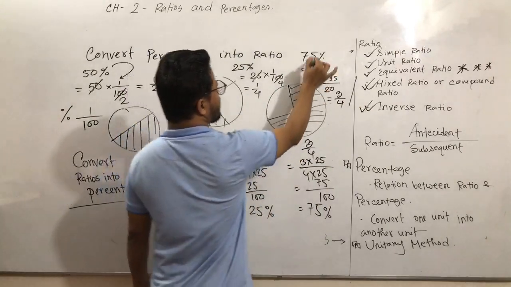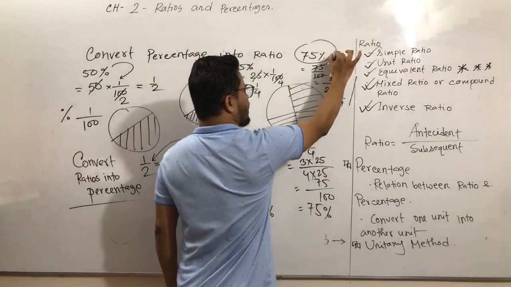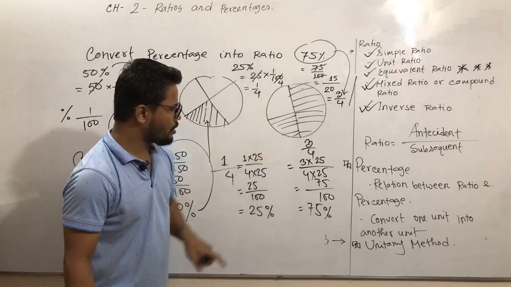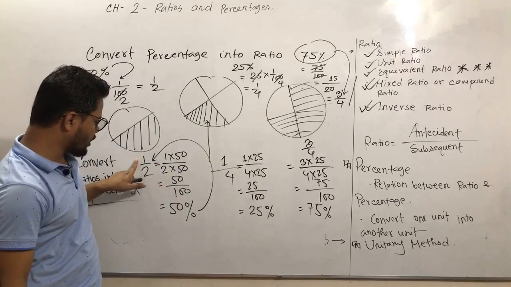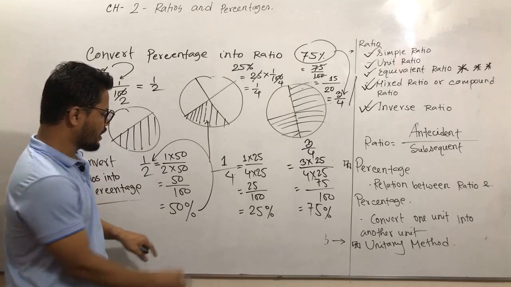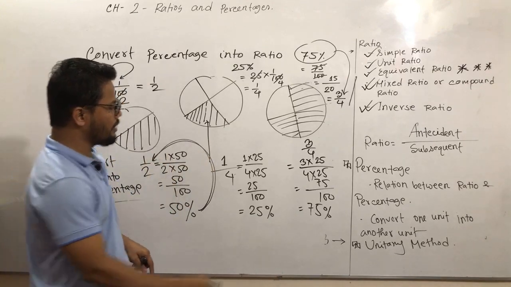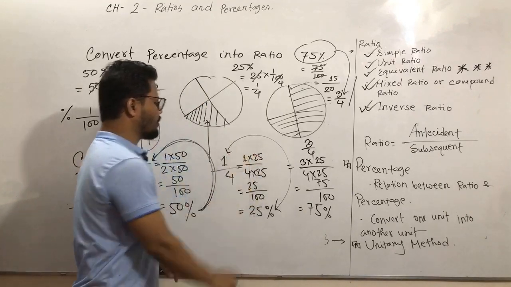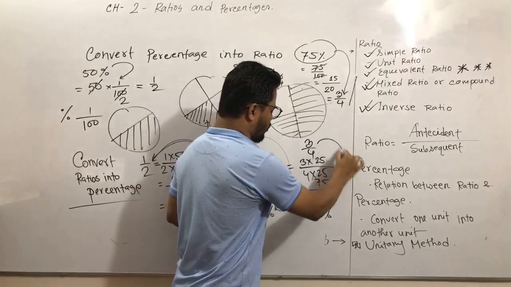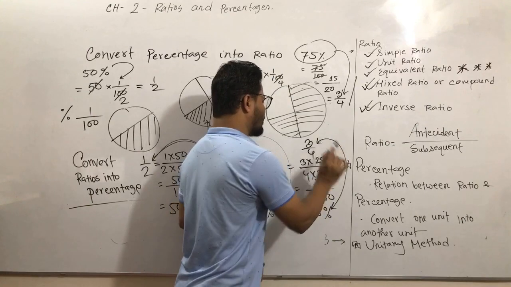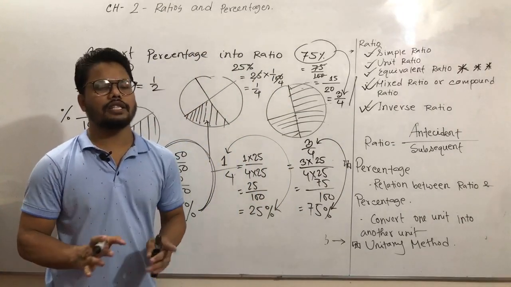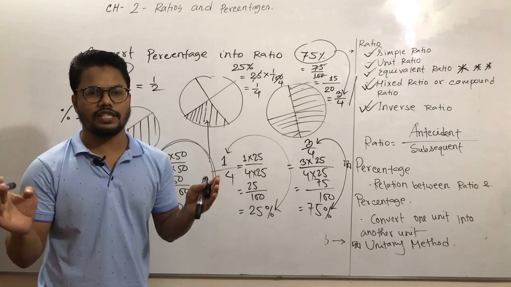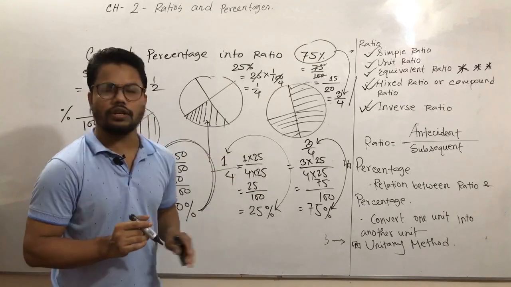So 75% reduced is 3/4. Already we have done here the fractions or ratios converted into percentage. So percentage converted into ratio will give you the same answer. 1/4 converted will be 25%, so 25% will be 1/4. The 3/4 is 75%, definitely 75% will be 3/4. So I think if I ask you to convert fractions into ratios or ratios into fractions, ratios into percentage or percentage into ratios, you can answer properly.